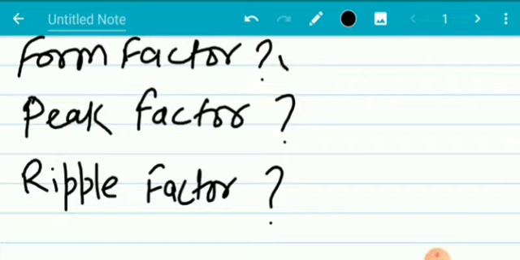The factors which we will discuss today are the form factor, second the peak factor, and third the ripple factor. Okay. So let us go one by one.